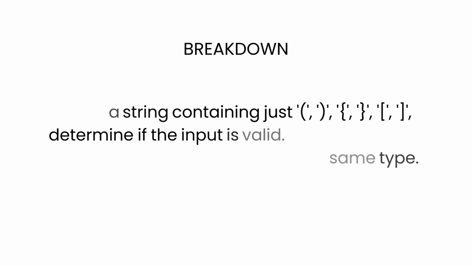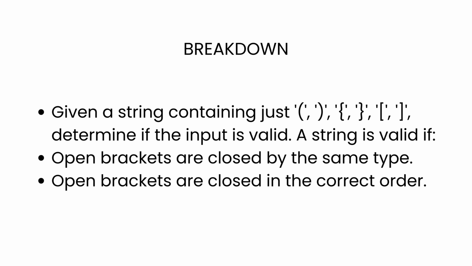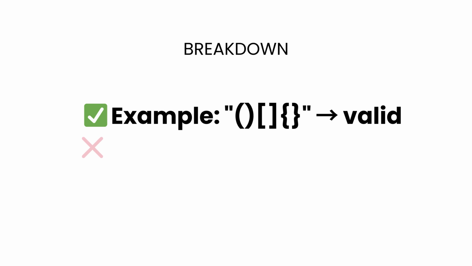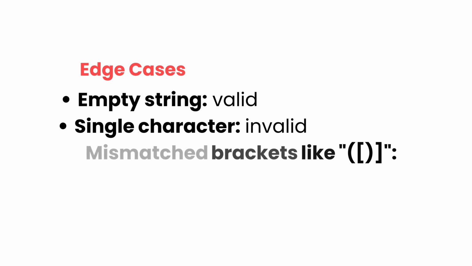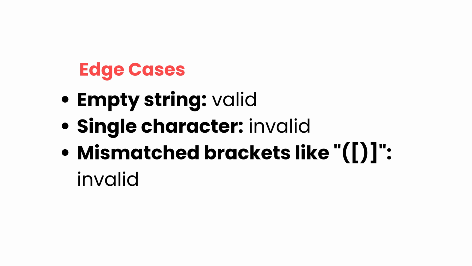Given a string containing just brackets, determine if the input is valid. A string is valid if open brackets are closed by the same type. Open brackets are closed in the correct order. For example, some bracket strings are valid, while others are not. Edge cases: empty strings, single characters, or mismatched brackets.